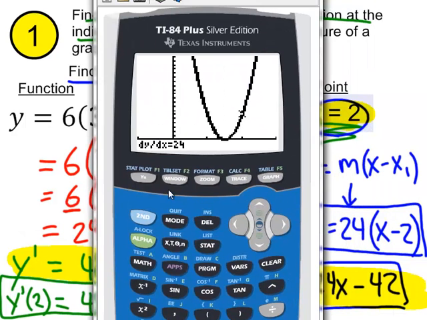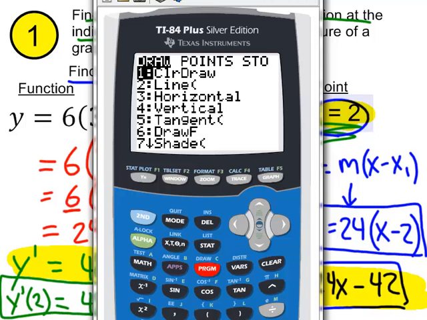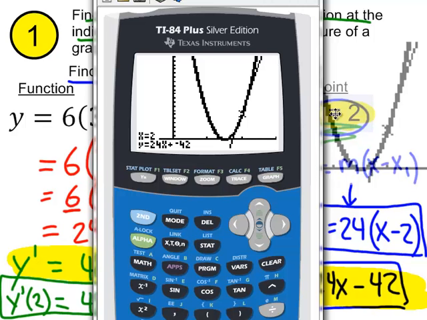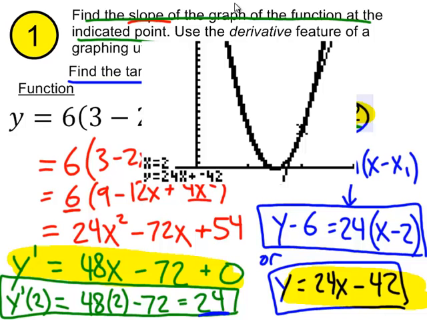So I'll remind you where that is. That's the second, and then I go to the draw menu, which is right above the program button, and I'll press number 5 on my keypad, and then I'll type in the x value of 2 again and hit enter. And I see that the actual tangent line equation that the calculator gives matches the one that I got earlier.